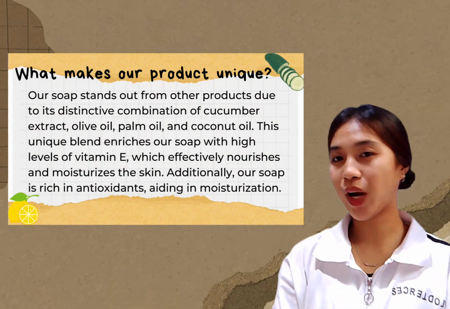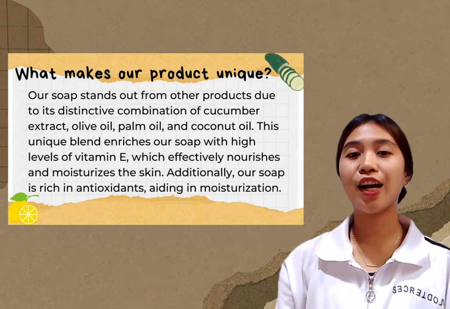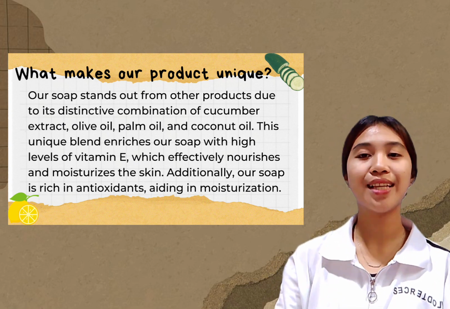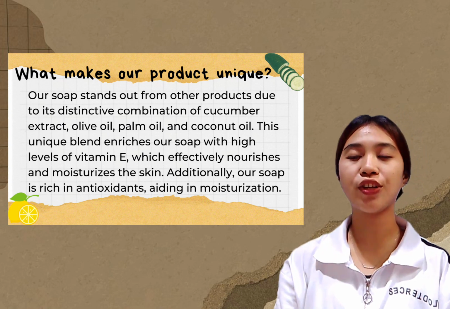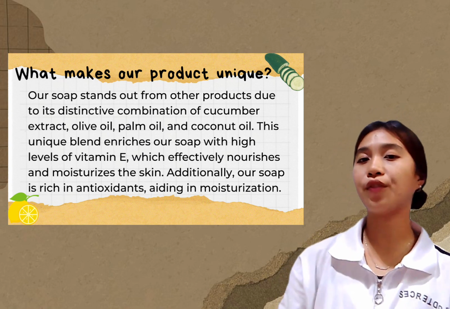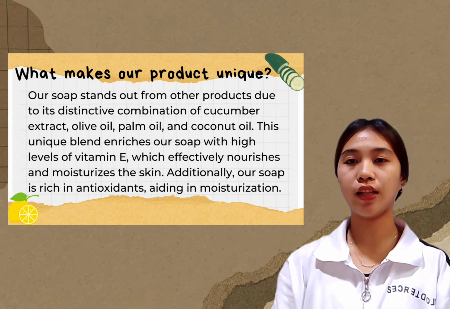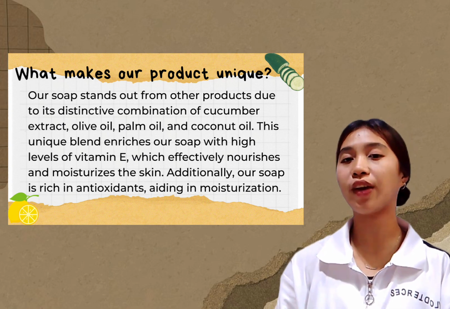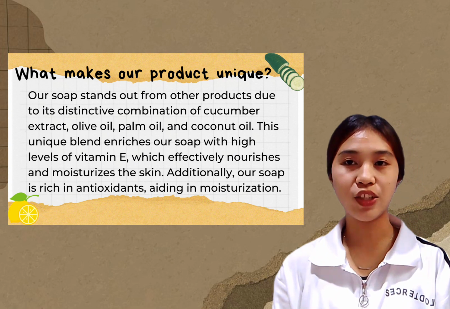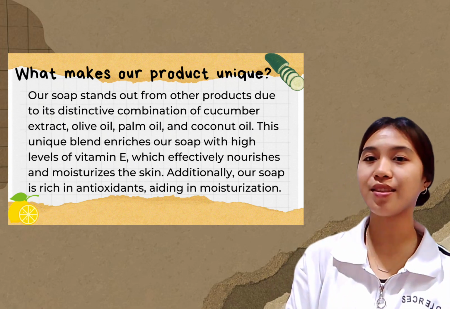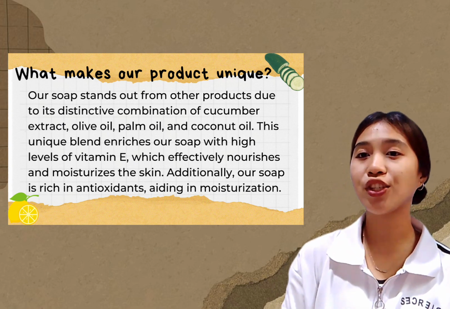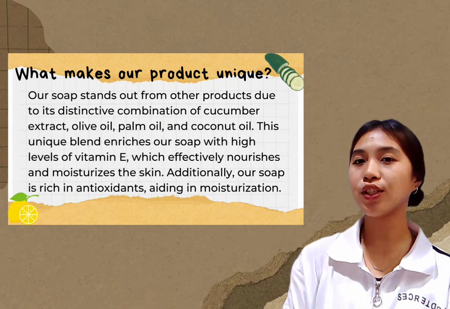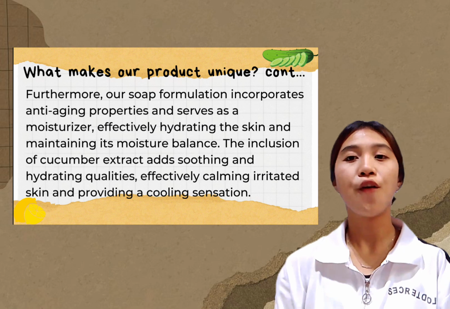So, what makes our product unique? Our soap stands out from other products due to its distinctive combination of cucumber extract, olive oil, palm oil, and coconut oil. This unique blend enriches our soap with high levels of vitamin E, which effectively nourishes and moisturizes the skin. Additionally, our soap is rich in antioxidants, aiding in moisturization.